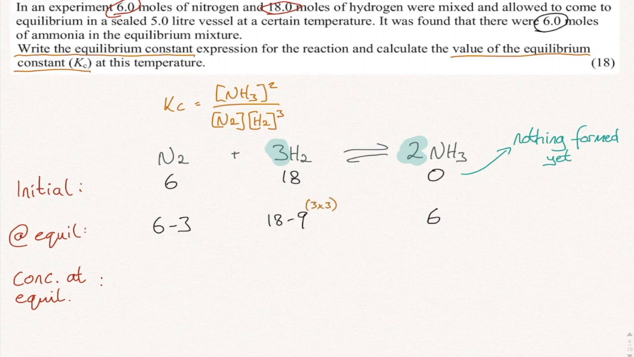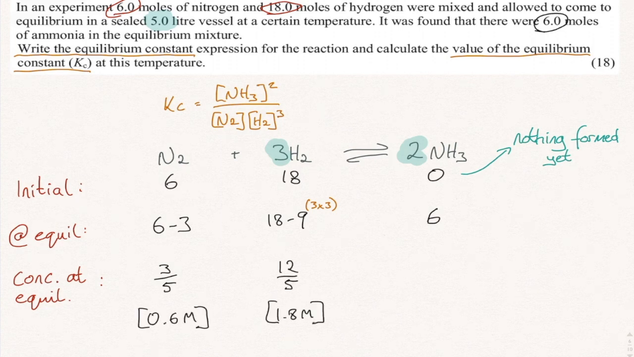Step 5. We write down the figures for concentration at equilibrium. Because we are dealing with concentration, it is important to know the volume. This is because the equilibrium constant expression is expressed in molarity, that is moles per litre. This is a 5 litre vessel, therefore we divide each of these figures by 5 to get the molarity.